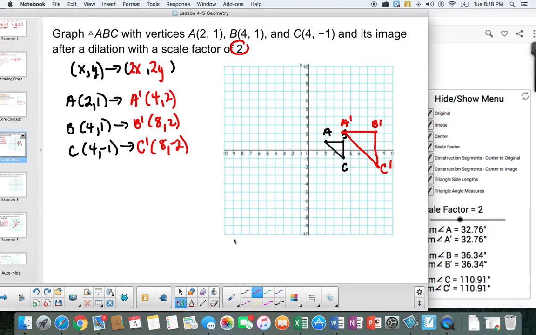And also I'd like to show you that the center of dilation is the origin. And so you can see A moving to A prime, you can see B moving to B prime, and you can see C moving to C prime.